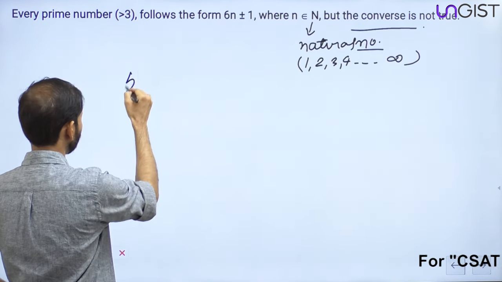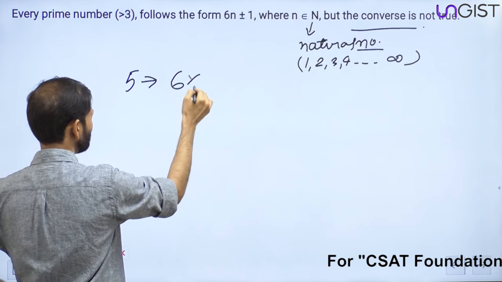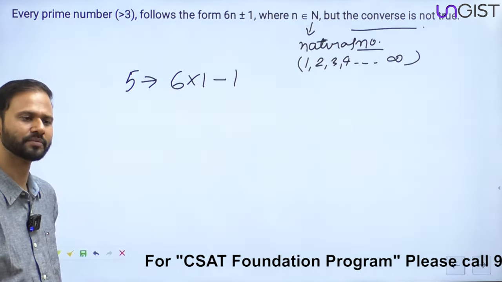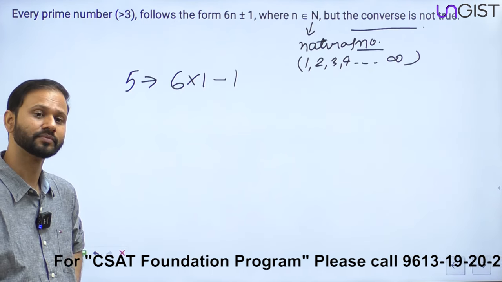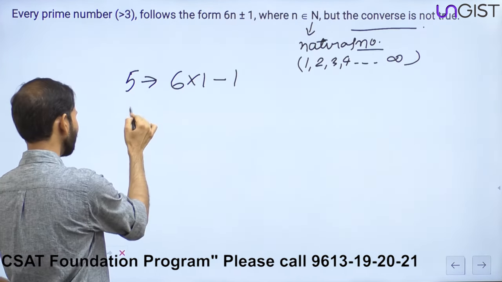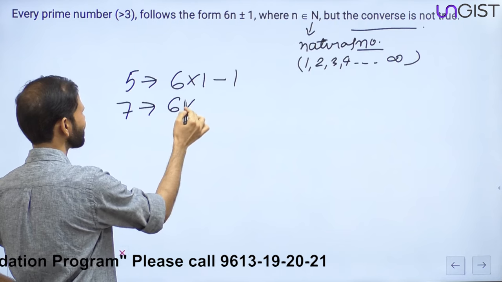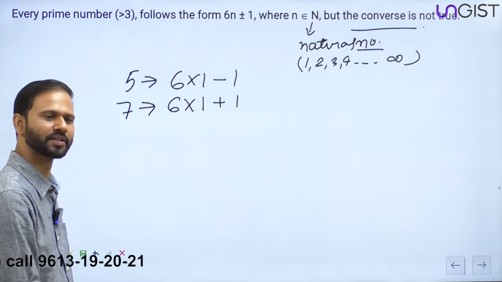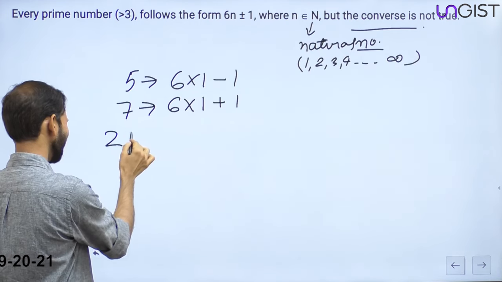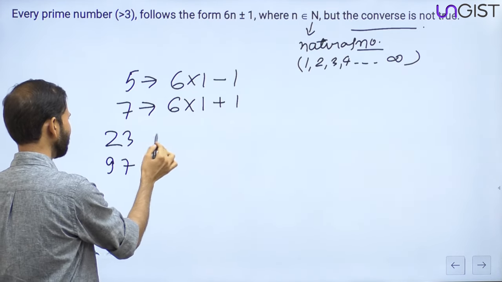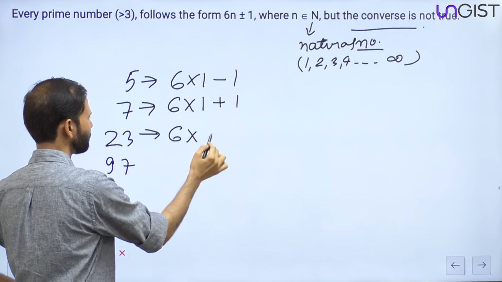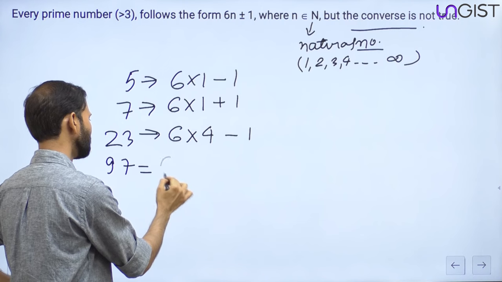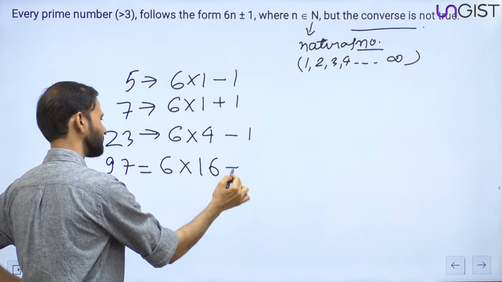5? Okay. So 5 is what? 5 is 6 into 1 minus 1. Okay, correct. Any other prime number? 7. Okay, 7. 7 is 6 into 1 plus 1. Yes, any other? 23. Okay, 97 also. 23 is what? 6 into 4 minus 1. Yes. 97 is what? 6 into 16 plus 1.